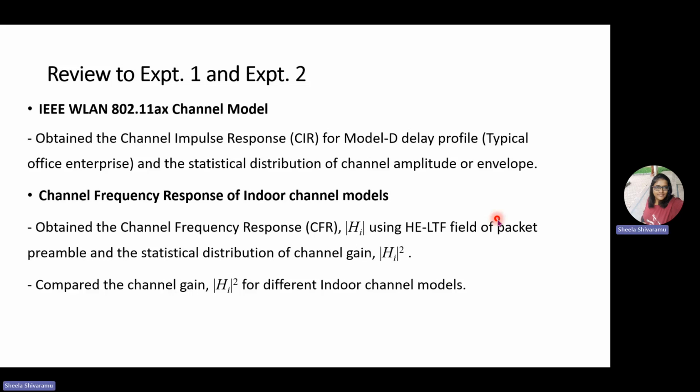In experiment number 2, channel frequency response of indoor channel models. Here, we basically obtained the channel frequency response, magnitude |h|, using the HE-LTF field of the packet preamble, and the statistical distribution of channel gain, magnitude |h| squared. Also, we compared the channel gain, that is magnitude |h| squared, for different indoor channel models, that is channel models B, D, and E.